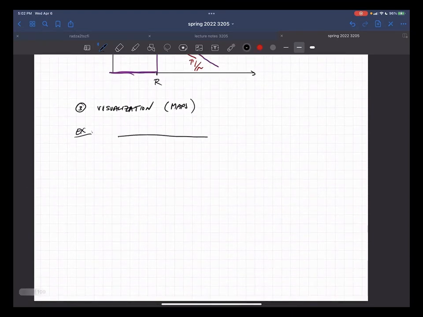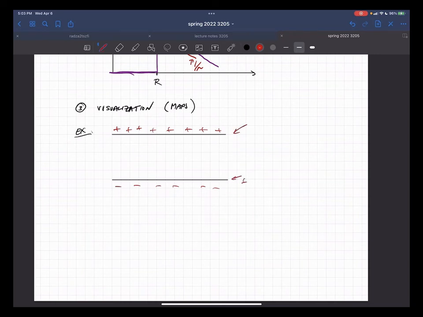Think about two parallel plates. Trying to use this note-taking tool. Draw a straight line and another straight line. All right. So now let's say we put a bunch of positive charges on the top plate and a bunch of negative charges on the bottom plate. These are conductive plates. And let's say the plates are infinite.